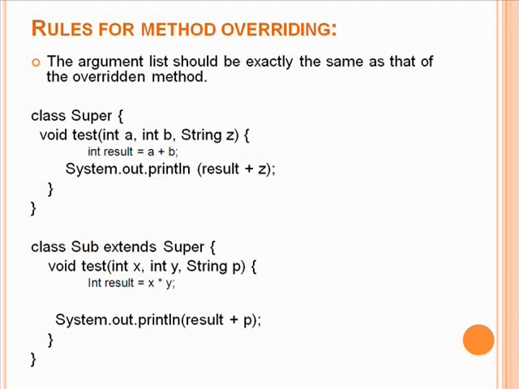Here we have listed some rules for method overriding. Basically, it should satisfy the following rules. The first is the argument list should be exactly the same as that of the overridden method. Let's look at the following code. Class super is having a method called test which takes two integer parameters and a string. Class sub, which extends super, is overriding the test method. It's a valid overriding because it has the same argument list with two integers and a string.